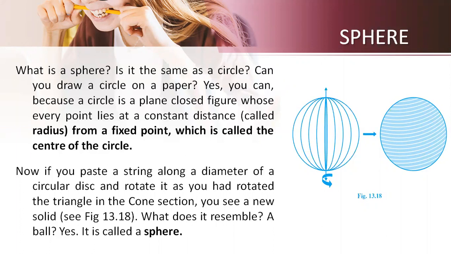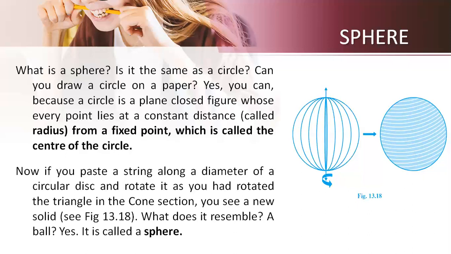So here we can draw a circle on a paper. Yes, you can, because a circle is a plane closed figure whose every point lies at a constant distance called the radius from that fixed point, which is called the center of the circle. So the components and properties of a sphere are analogous to those of the circle. So we can say that a sphere is a geometrical object in a three-dimensional space, that is the structure of a ball, which is like a circle in a two-dimensional space.